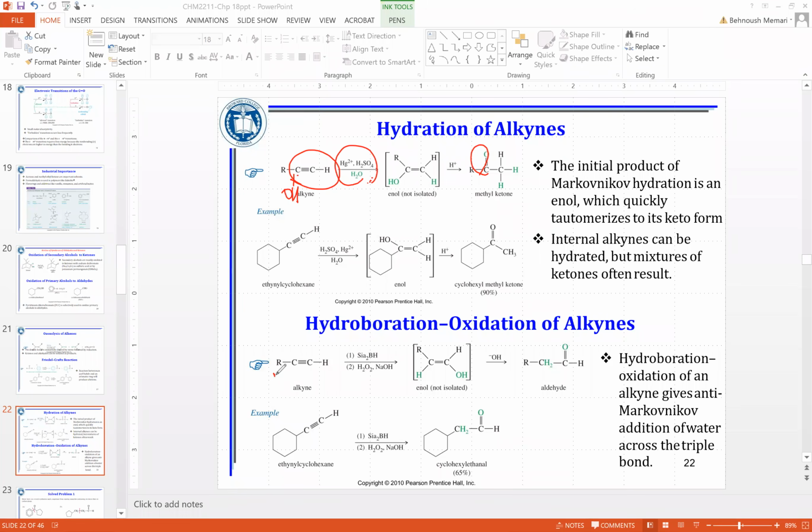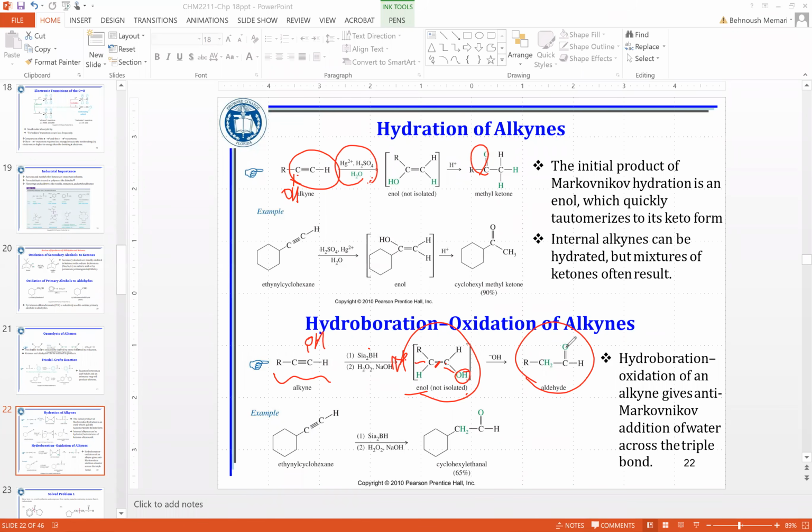If you have a terminal alkyne and you do hydroboration oxidation, that's adding water, anti-Markovnikov, OH will add to carbon 1. And if OH adds to carbon 1, as a result of tautomerization, it would change to a CO double bond, and then you move the hydrogen to the adjacent carbon. So you get an aldehyde.